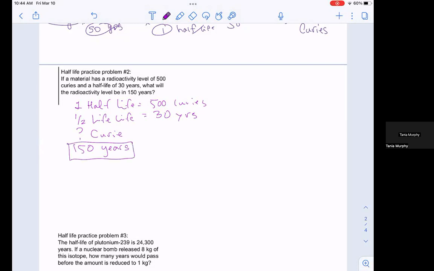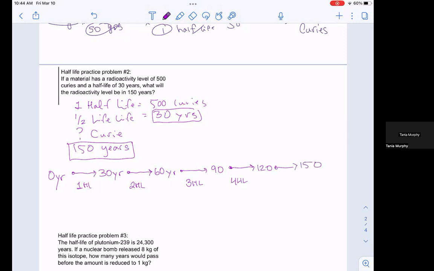150 years has gone by. Every 30 years we have a half-life. So if I start at 0 years, at year 30, we've had 1 half-life. Add 30, I get to year 60. We've had 2 half-lives. Add 30, I get to year 90. We've had 3 half-lives. Add 30, I get to year 120. We've had 4 half-lives. Add 30, I get to year 150. We've had 5 half-lives. All right.